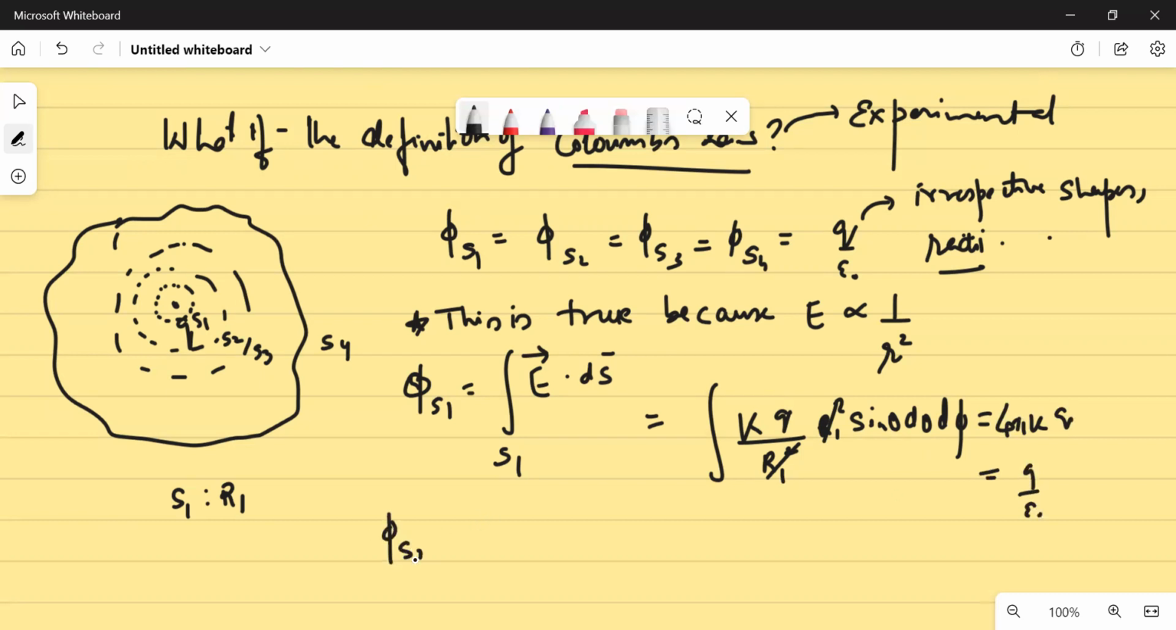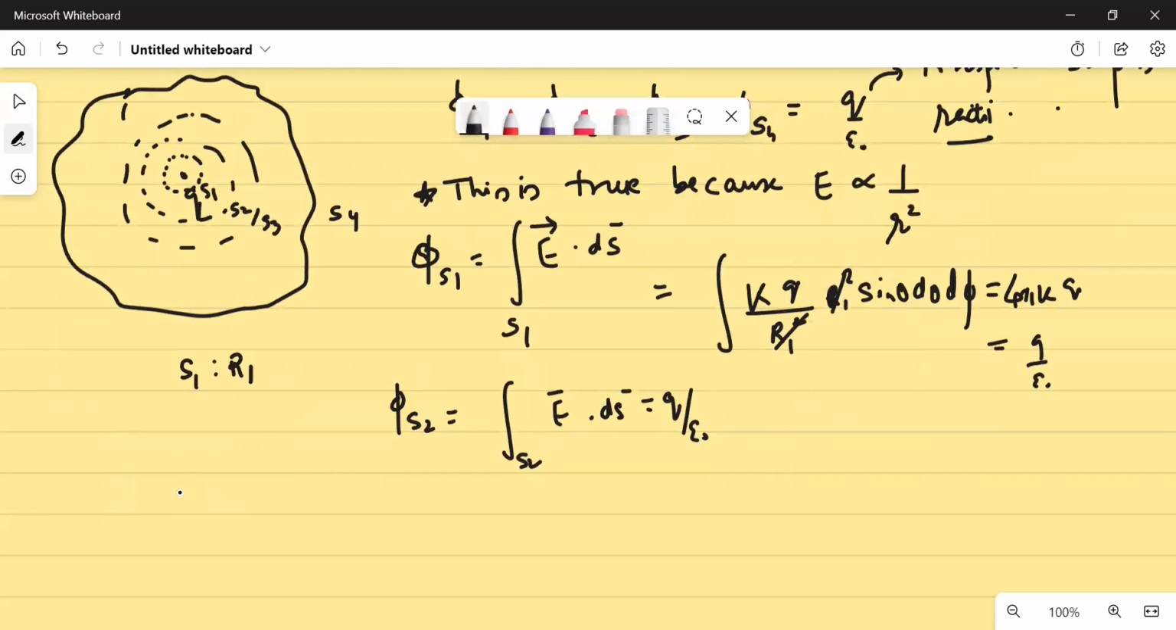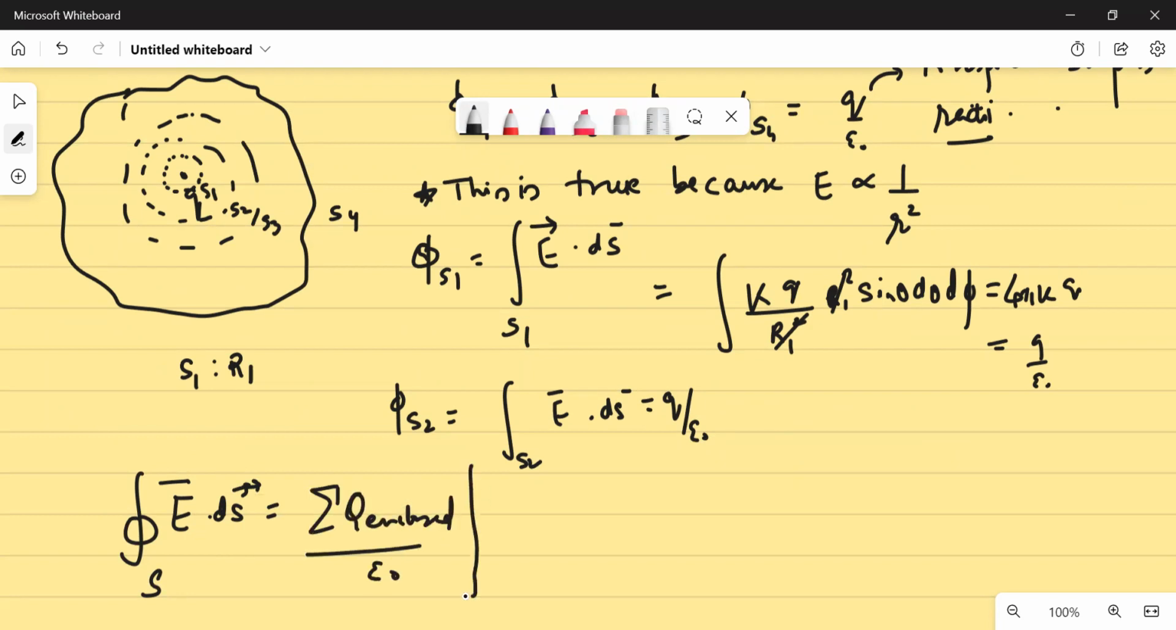Whether you find surface flux through S2, you will again get the answer as E dot ds, and all those things, you know that this will also come as Q upon epsilon. And this is what is your Gauss law. Gauss law suggests that the net flux linked through surface S is equal to the net charge enclosed within that surface, the Gaussian surface, divided by epsilon.